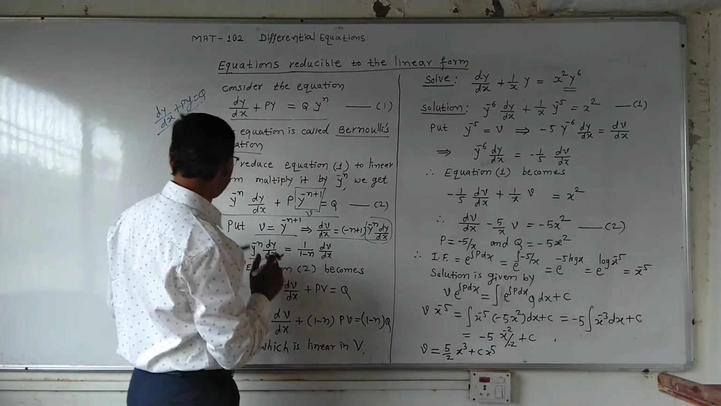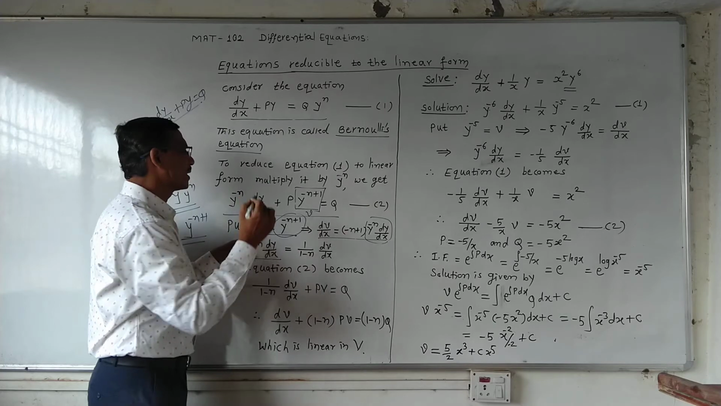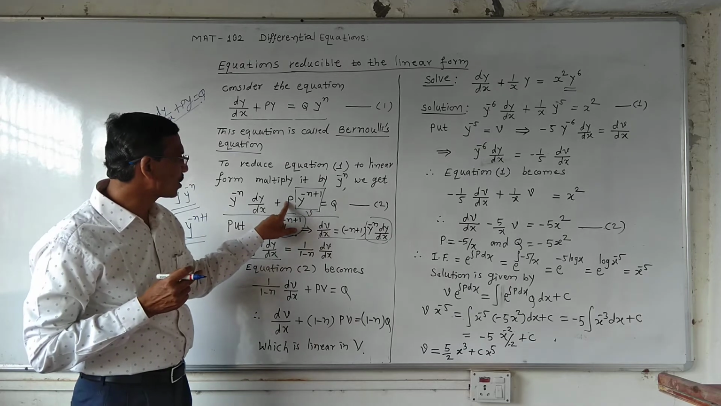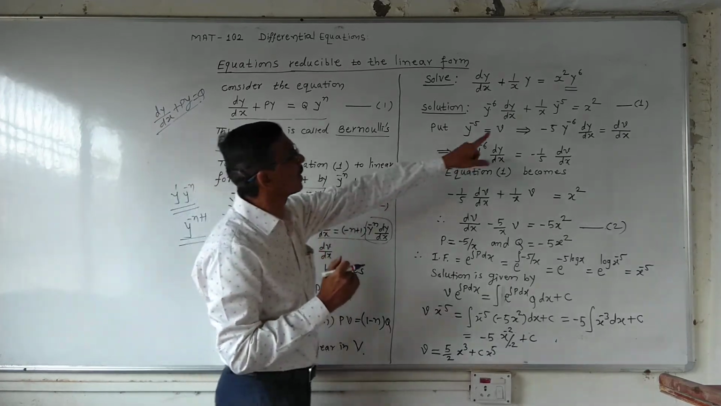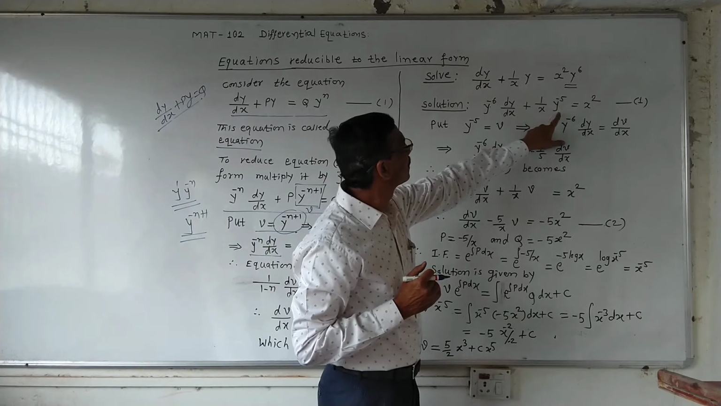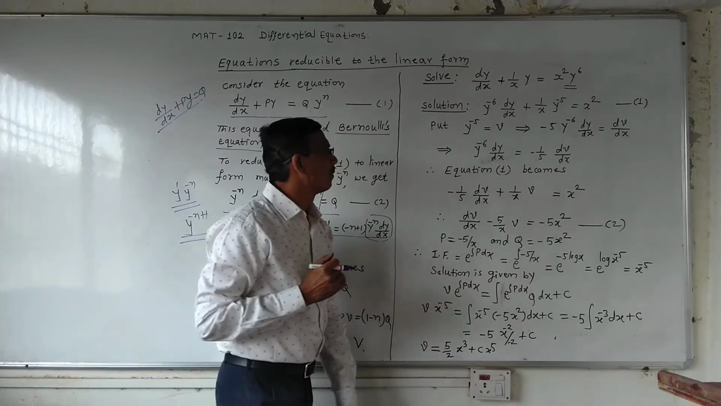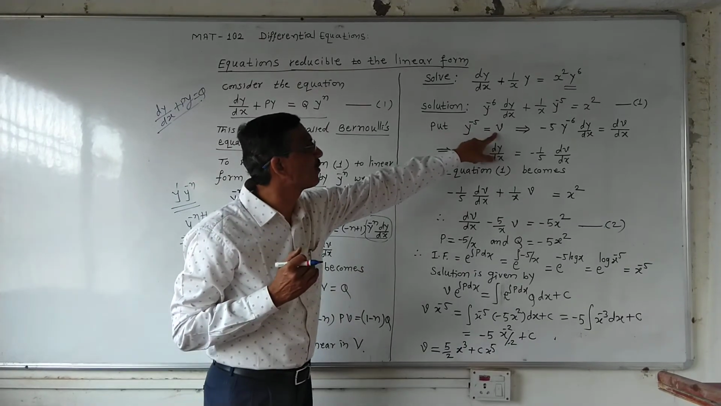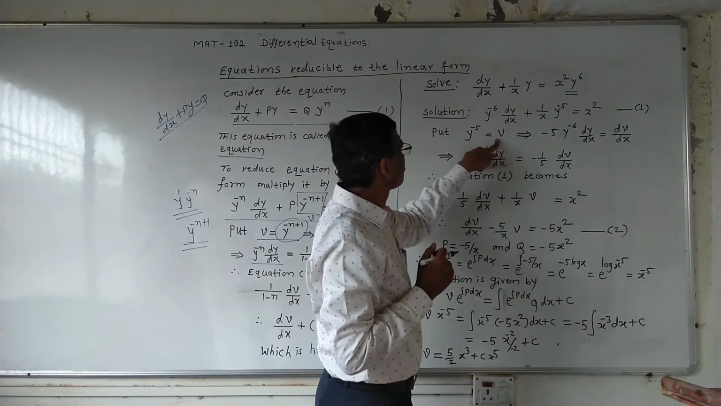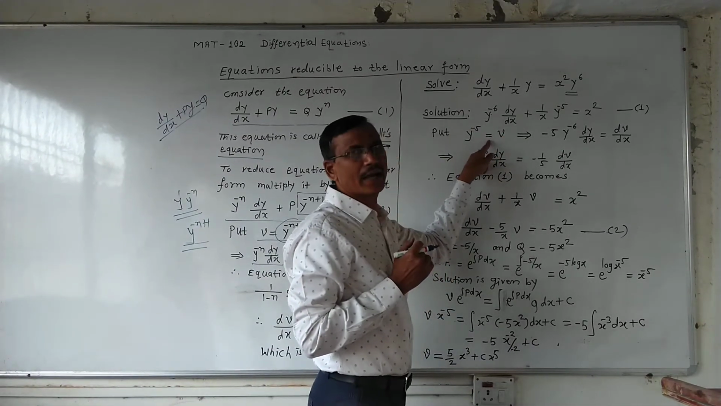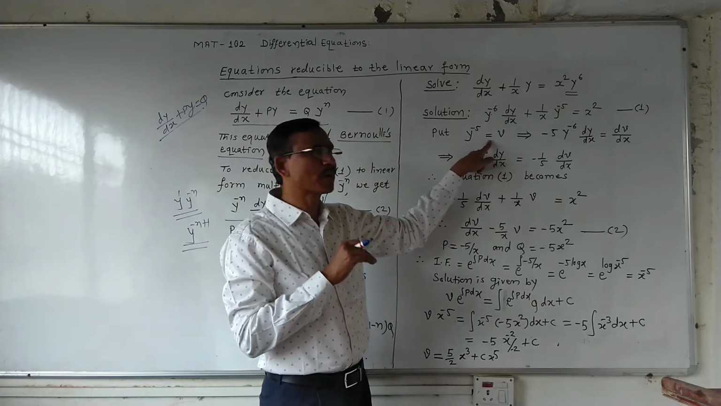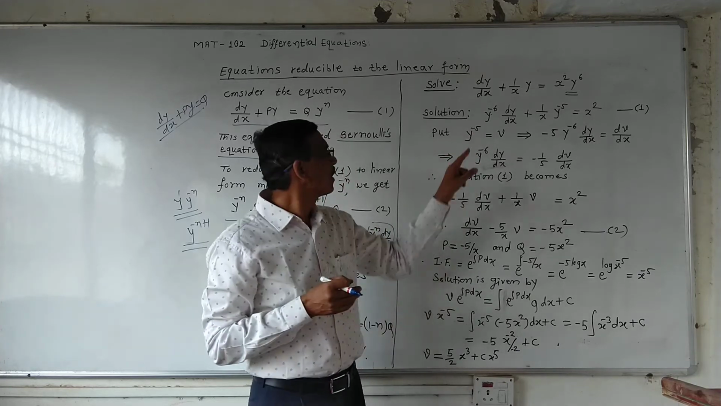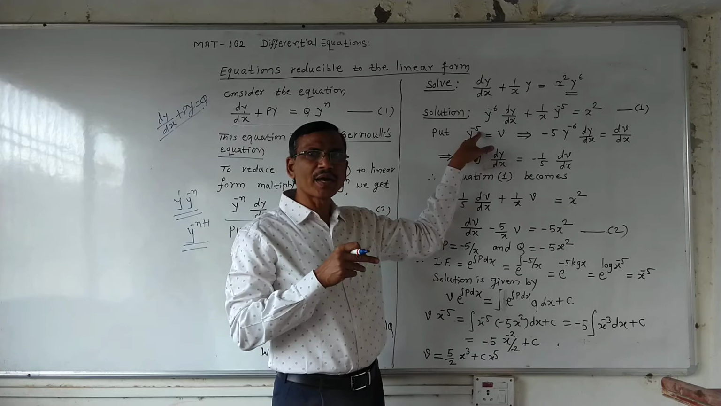Now, what is the method then? We have to put y raised to minus n plus 1 as v. That means the coefficient of p in equation 1, this y raised to minus 5, we shall put y raised to minus 5 as v. Then differentiating with respect to x, after differentiating both sides with respect to x, the derivative of y is minus 5, y raised to minus 5 minus 1.